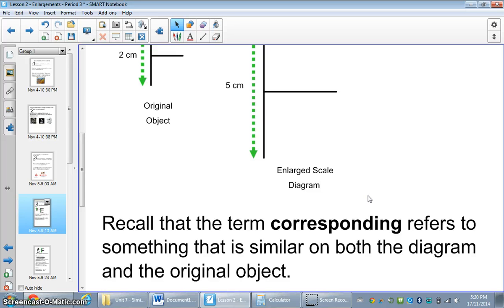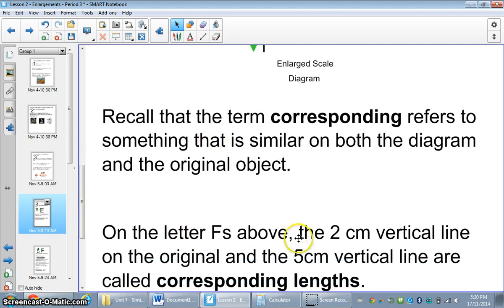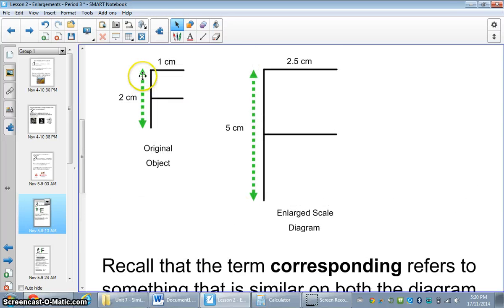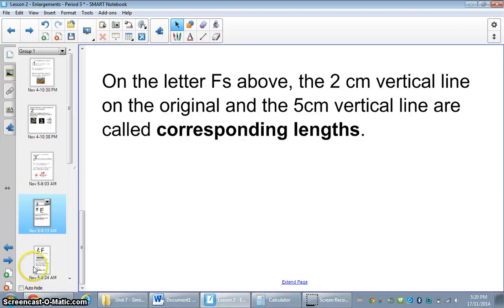Recall that the term corresponding refers to something that is similar on both the diagram and the original object. So on the letter F's above, the 2 centimeter vertical line on the original and the 5 centimeter vertical line are called corresponding lengths. These ones with the green here are corresponding because they're the same part of the F on both the original and the diagram.